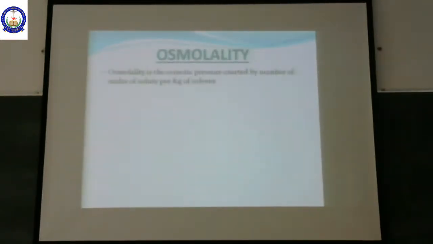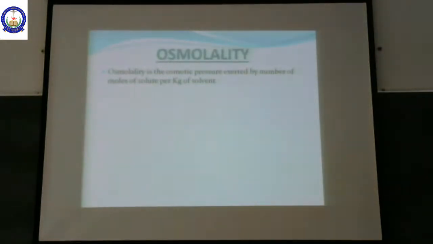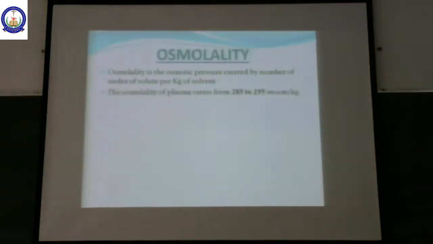Now, before that, we have to learn what is called osmolarity. Osmolarity is the osmotic pressure exerted by the number of moles of solute per kg of solvent. So, let's see what is this solute and solvent. Say for example, you take water, that is the solvent, and you add salt to it, right? So the salt is the solute and the water is the solvent.